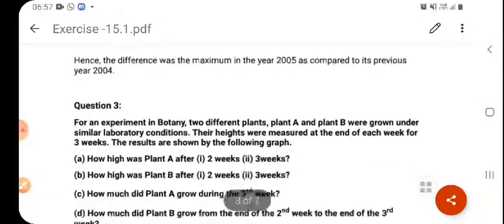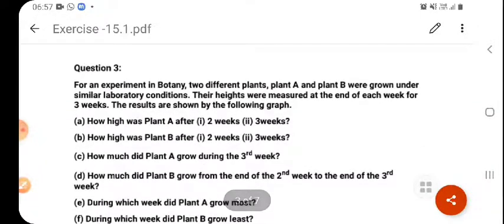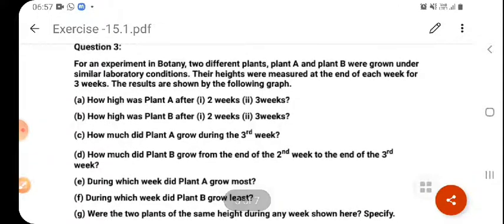Okay, for an experiment in botany, two different plants, plant A and plant B, were grown under similar laboratory conditions. Their heights were measured at the end of each week for 3 weeks. Okay, the results are shown by the following graph. How high was plant A after 2 weeks, 3 weeks? Okay, so we will see it from the graph.